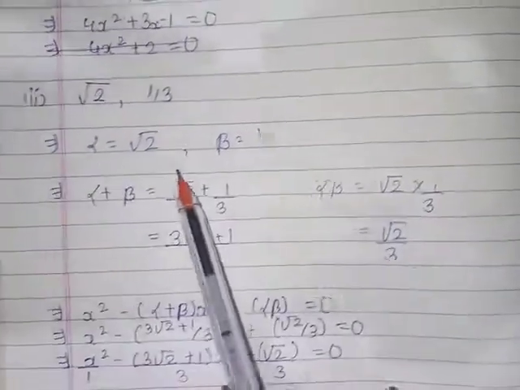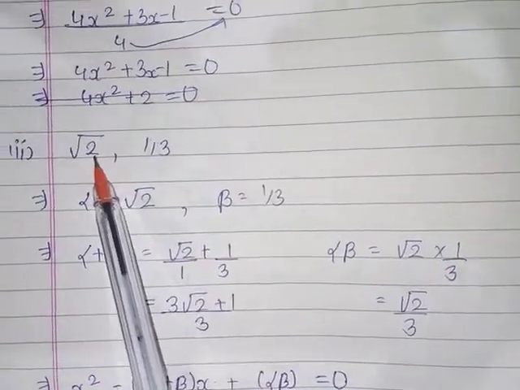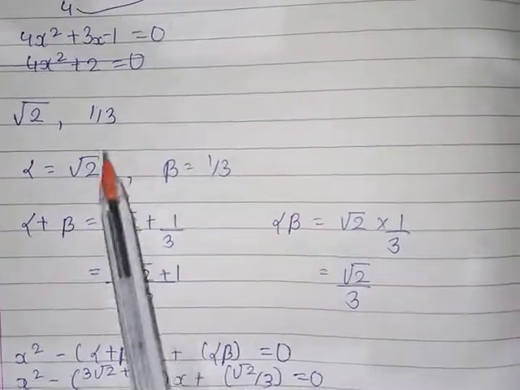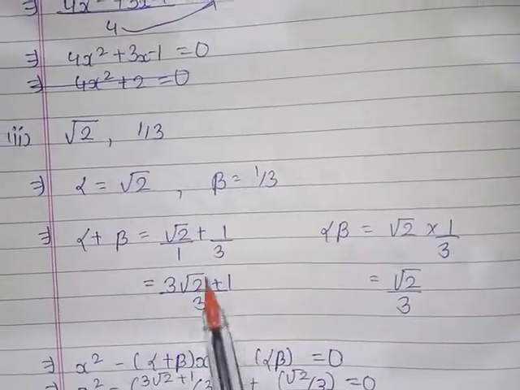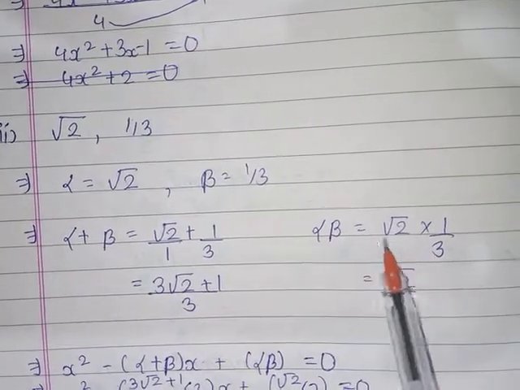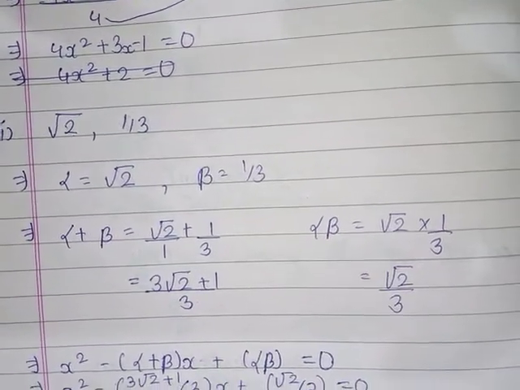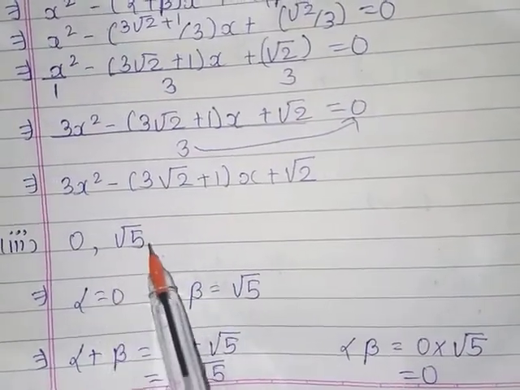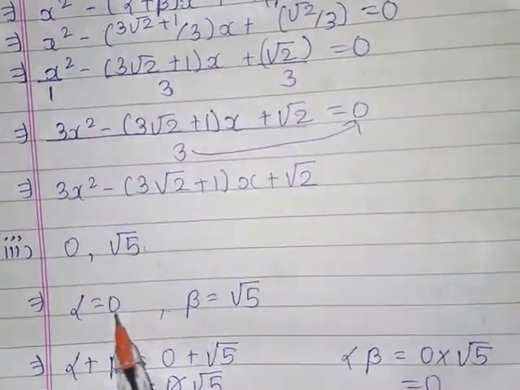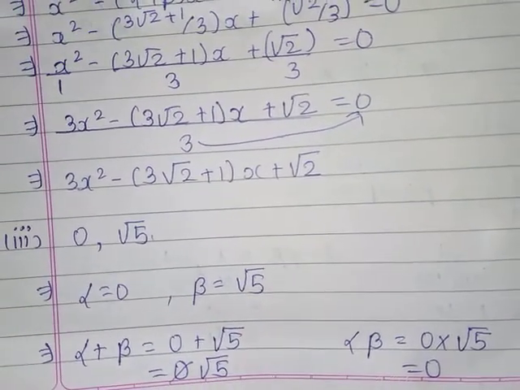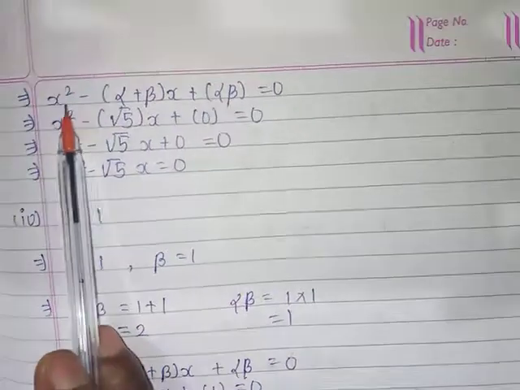Second one: root 2 and 1 by 3. Alpha plus beta is 3 root 2 plus 1 divided by 3, and alpha into beta is root 3 by 3. In the third one, 0 and root 5. Alpha is 0, beta is root 5. So alpha plus beta is root 5, alpha into beta is 0.